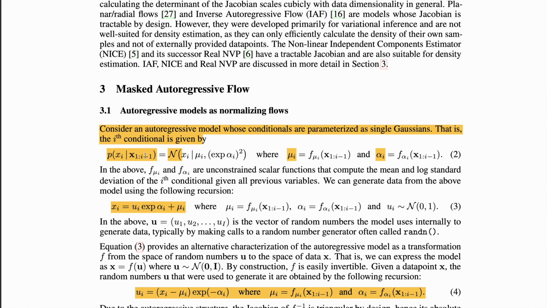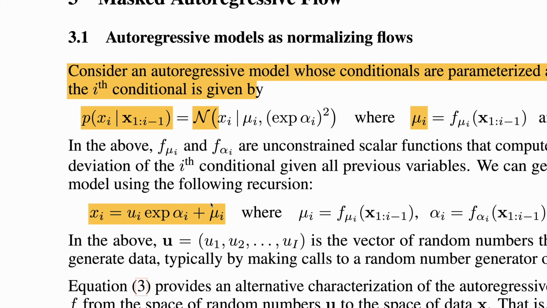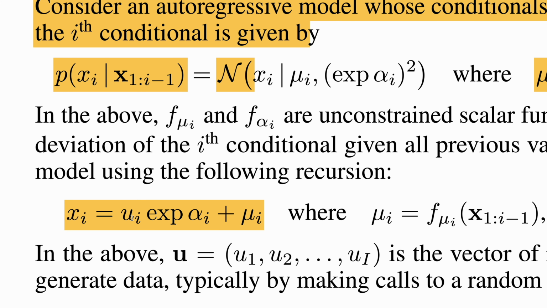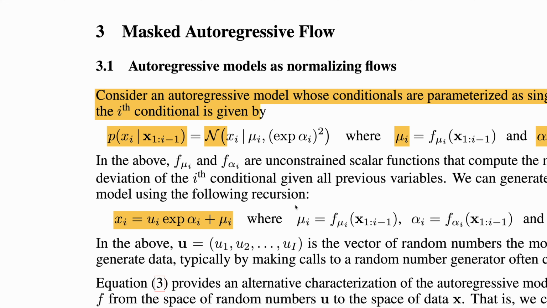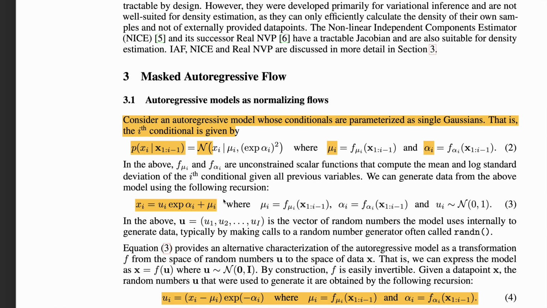So when you have modeled the mean and the standard deviation, you can sample from it using the reparameterization trick. You sample a random variable, you multiply it by the standard deviation, and then you add the mean to it. So that's the forward pass. You can sample data from this model, but what you can also do is to invert it.